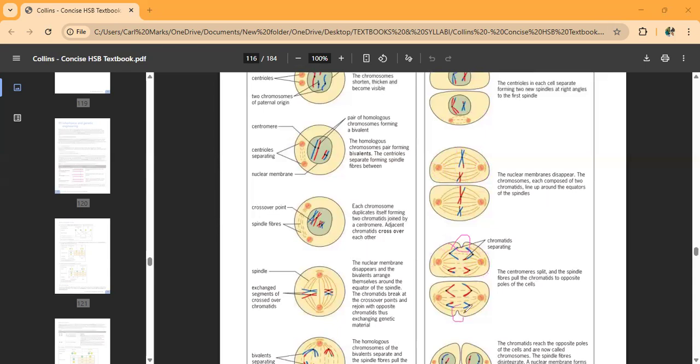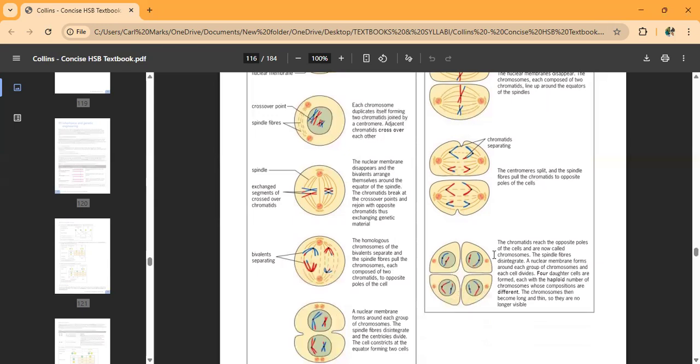So eventually you end up with 4 daughter cells. At the end, we end up with 4 daughter cells. But remember, these daughter cells are not identical to the parent. They only have half the number of chromosomes of the parent cell. So whatever number of chromosomes the parent cell has, each daughter is going to have half that number.